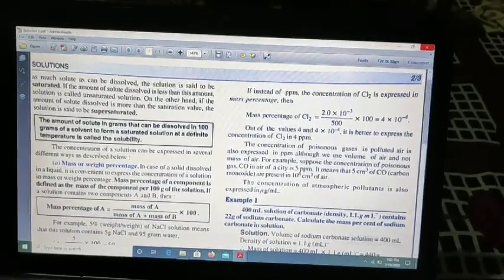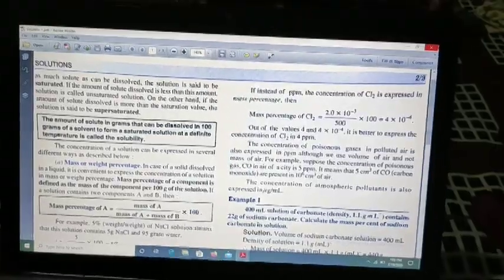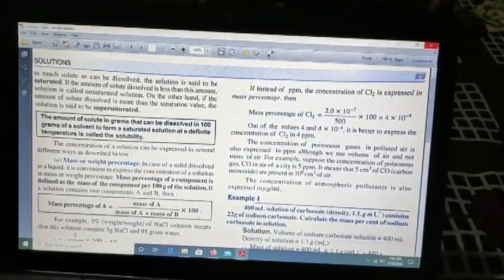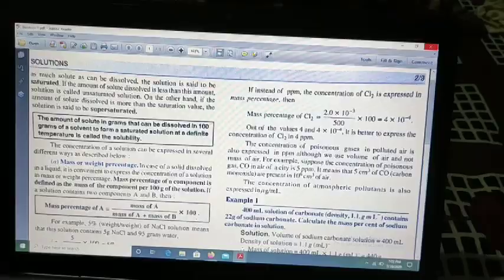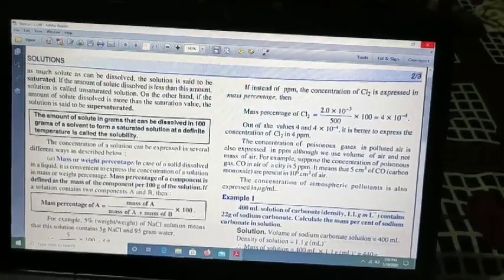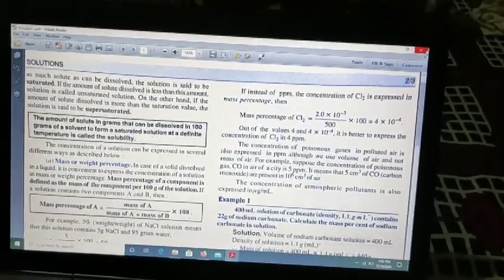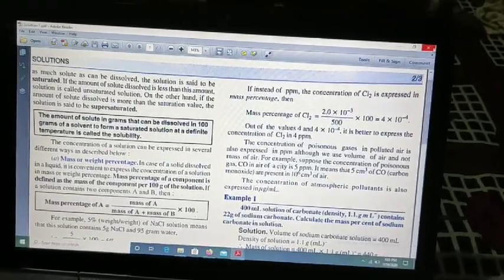And if we can dissolve more amount of solute, then it is unsaturated solution. And if the amount of solute dissolved is more than the saturation value, then the solution is said to be supersaturated. Then after that we have got a term, solubility.